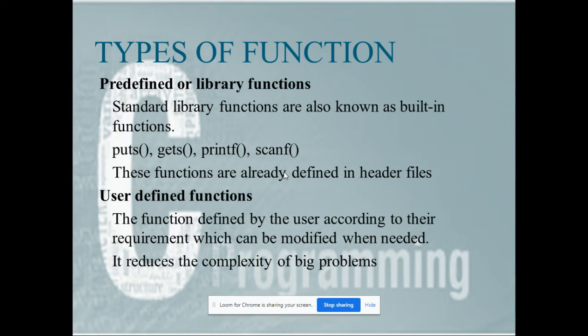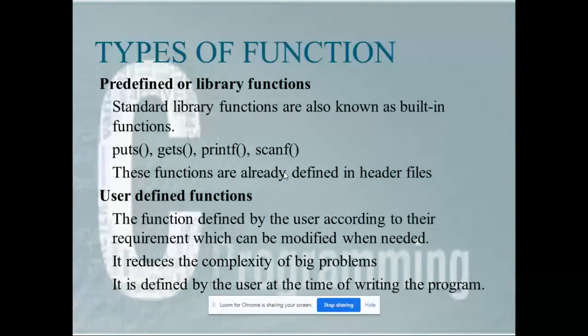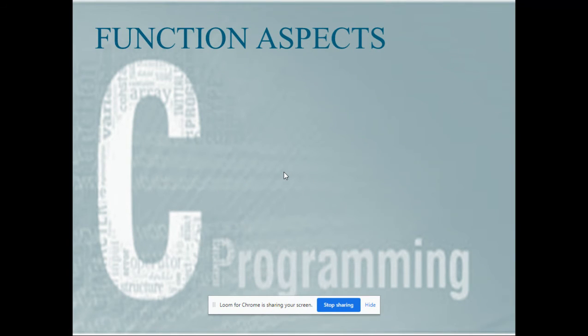So it reduces the complexity of big problems. You are going to reduce the big program into a smaller one. Then it is defined by the user at the time of writing the program. So whenever you write the program, it is being defined by the user. Okay. So these are the user defined functions. So what are the different function aspects you have? So for basically what you have to do for a function. One, you have to declare a function. And second, you have to define the function. And third, you have to call the function.